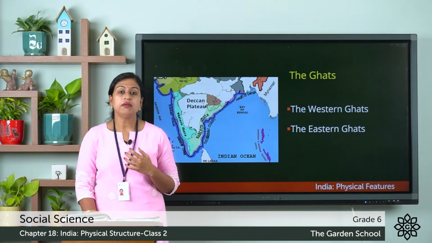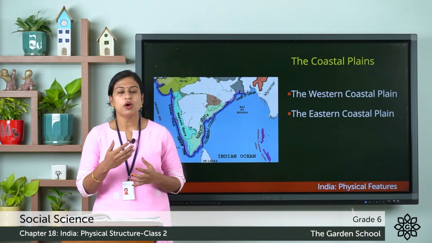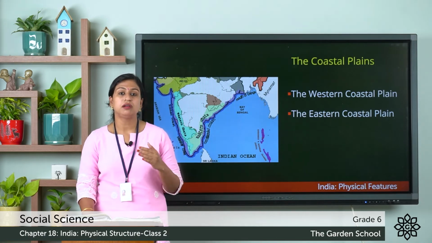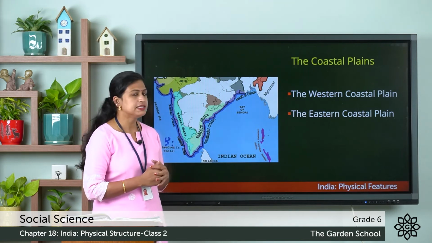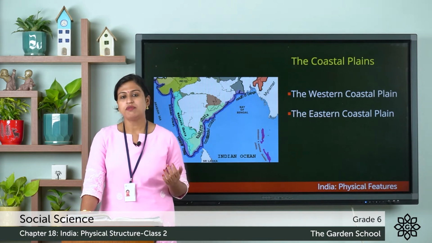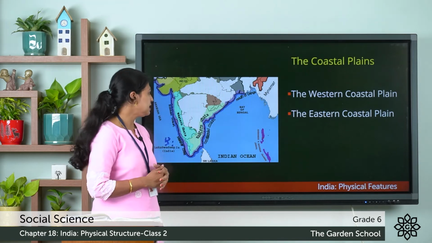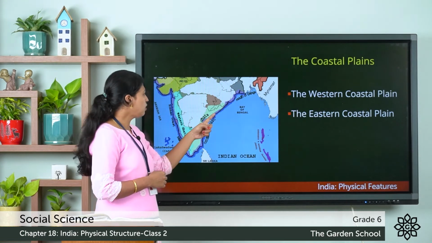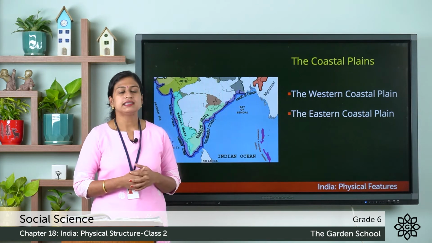So, this was about the Peninsular Plateau. Now, the next feature is the coastal plains. So, what do you understand by coastal plains? So, here coastal plains are the flat low-lying land pieces that are near to the ocean. So, here we will be discussing the coastal plains. Both to the east and to the west of peninsular India, we have the coastal plains. As you can see here, on the western side we have the western coastal plains, and on the eastern side we have the eastern coastal plain. So, let us discuss them one by one.